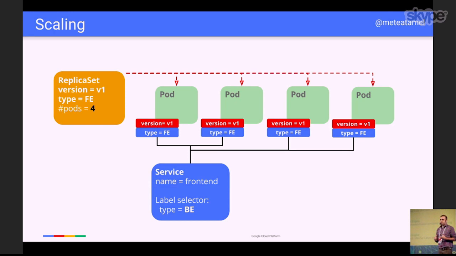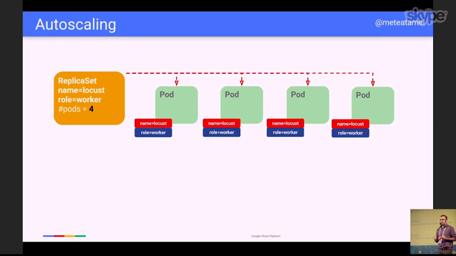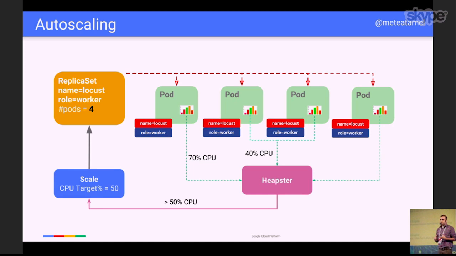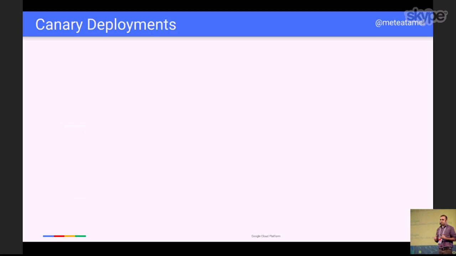So just one command. Of course, you don't have to scale manually if you want to do auto scaling. What you can do is create something called heapster that looks at some metric that you care about. For example, in this case, we're looking at CPU, and then the heapster will report back to the replica set. And if a certain threshold is being met, then the replica set will automatically scale your pods to something higher or lower, depending on what you want. So there's auto scaling as well.